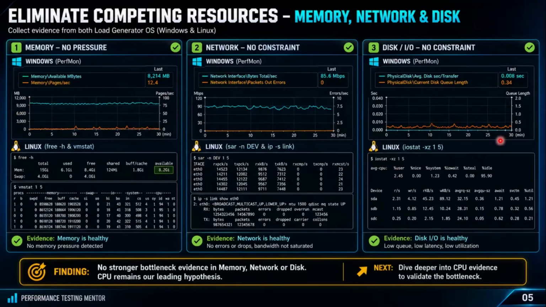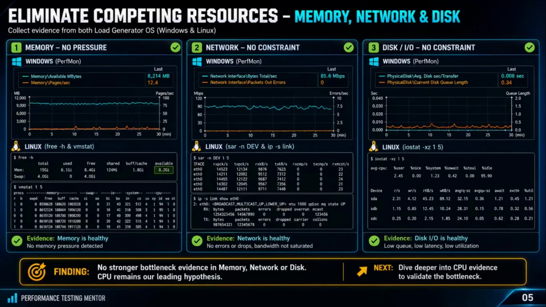So the purpose isn't to collect every possible metric. The purpose is to determine whether another resource provides stronger evidence of a limitation. In this scenario, after investigating these resources, we do not see stronger bottleneck evidence than the sustained CPU pressure. So CPU remains our leading hypothesis.